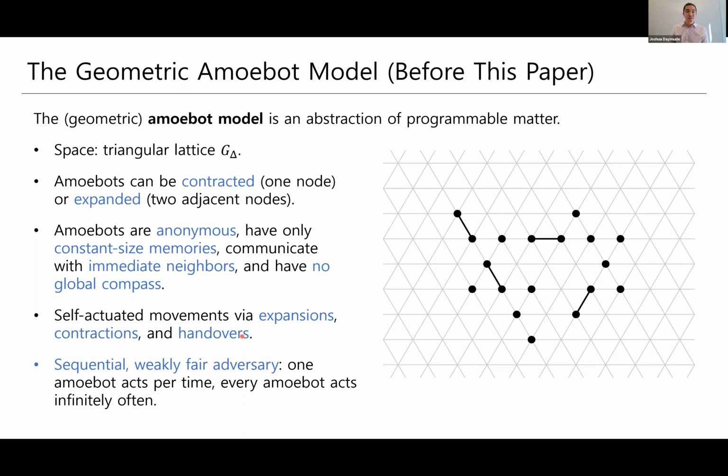And then finally, up till this point, the Amoebot model has primarily considered sequential activations, where only one Amoebot is active at a time, and an adversary is allowed to choose which Amoebot gets to go next, so long as every Amoebot acts infinitely often.